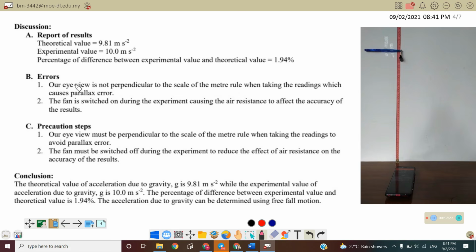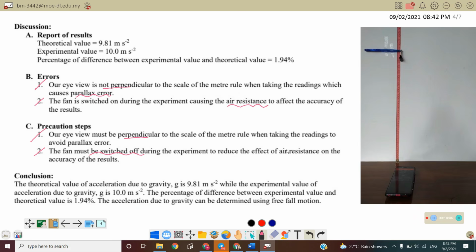And then errors. First you can say parallax error, meaning our eye view is not perpendicular. Next you can say air resistance. For the precaution step, we must base it on the errors. For example, for parallax error, you must say our eye view must be perpendicular to the scale. For air resistance, the precaution step is you must switch off the fan to reduce the effect of air resistance.